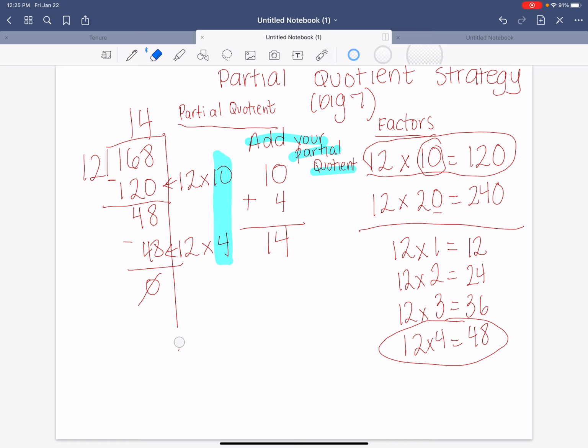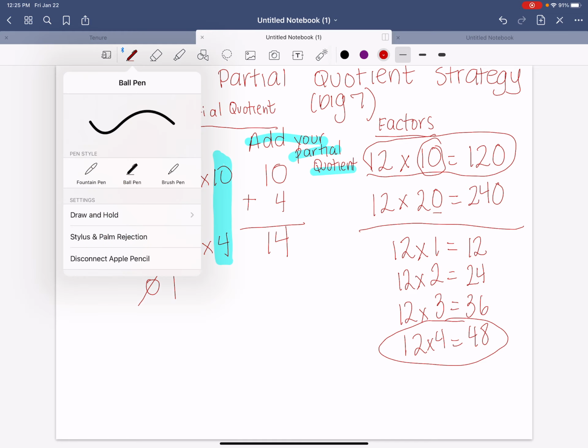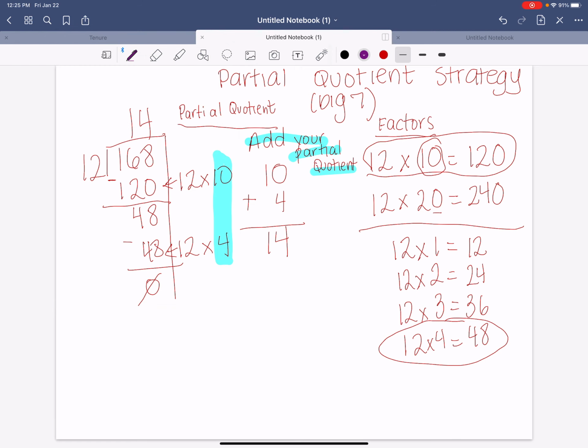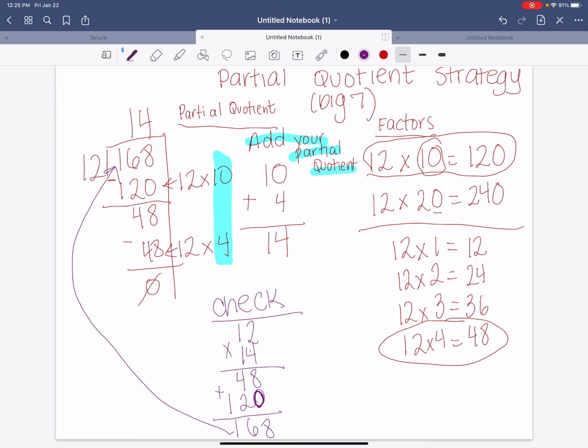Guess what? We can check our work. How do we check our work? Well, we're going to use the inverse operation of multiplication. So now we're going to do 12 times 14. Let's see if we get 168. 4 times 2 is 8. 4 times 1 is 4, right? Remember, we have a very important 0 here as our placeholder. Then we do 1 times 2 is 2. 1 times 1 is 1. And we add our numbers together. Hey, and look at that. They match. So we are correct.